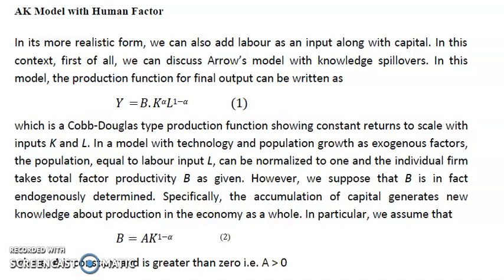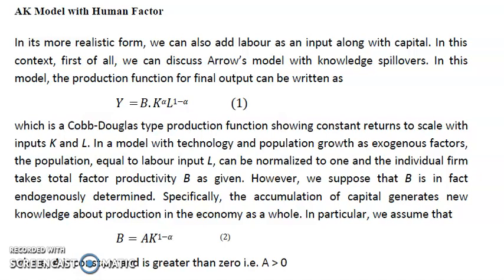However, we suppose that B is in fact endogenously determined. What is B? B is the total factor productivity that is endogenously determined. Specifically, the accumulation of capital, which in this AK model is physical capital and human capital, generates new knowledge about production in the economy as a whole. This is knowledge or innovation about production techniques.